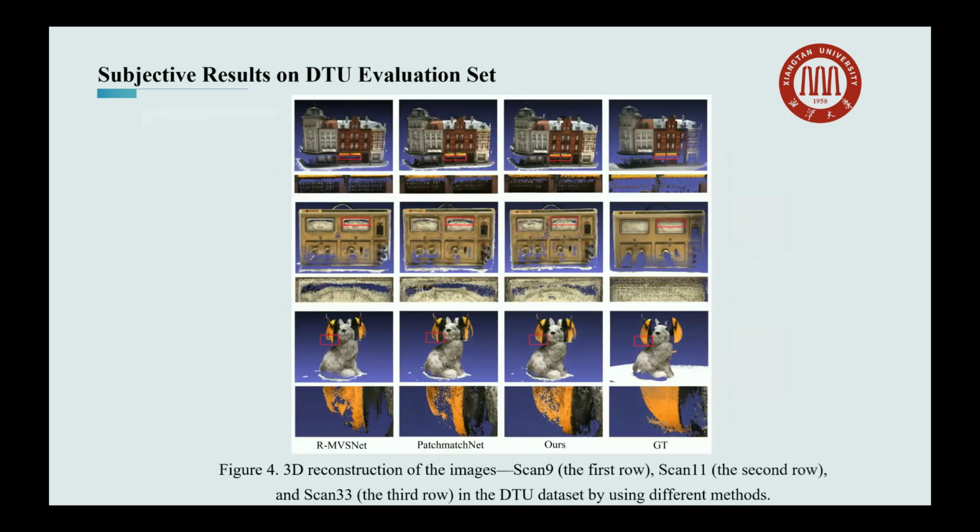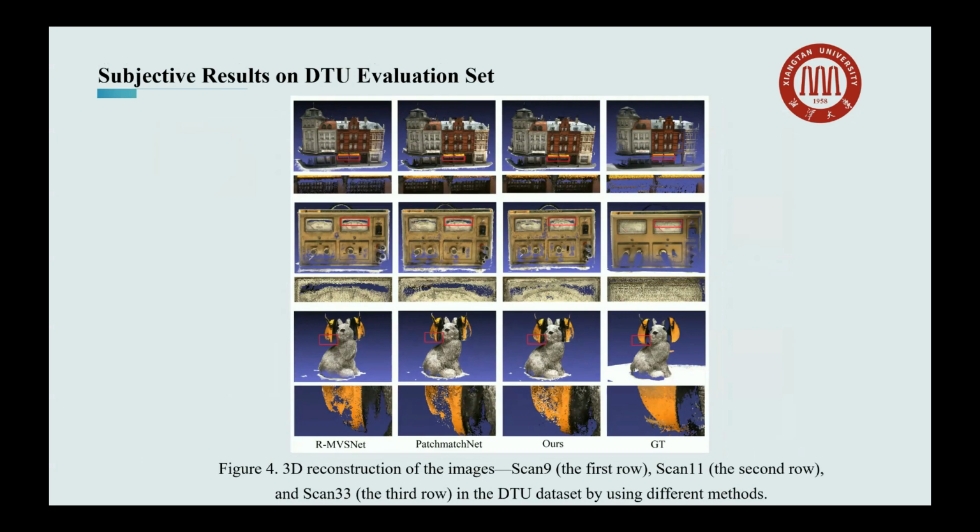In Fig 4, the images processed by our network, RMVSNet and PatchMatchNet are provided and contrasted. Meanwhile, the standard GT is given. For the first row of images, scan 9, it can be seen that our proposed method performs better in human visual perception and has obvious features in the region framed by the red line.